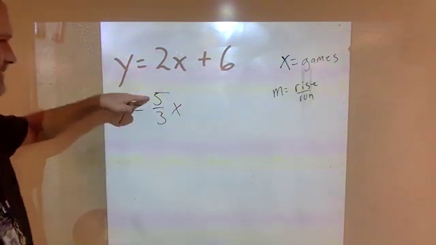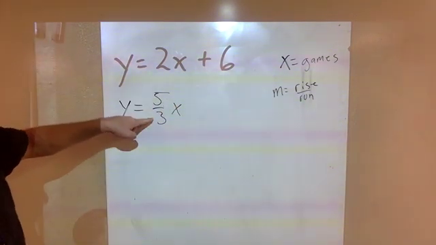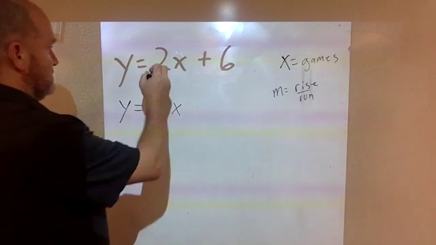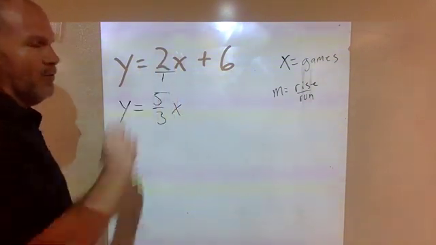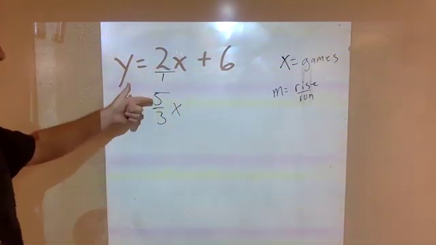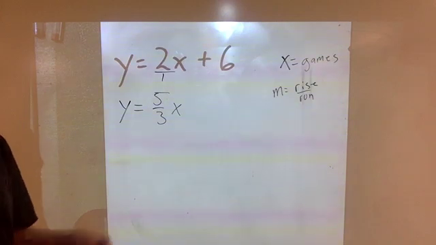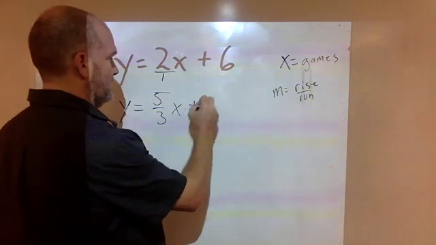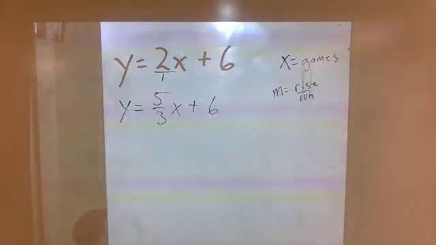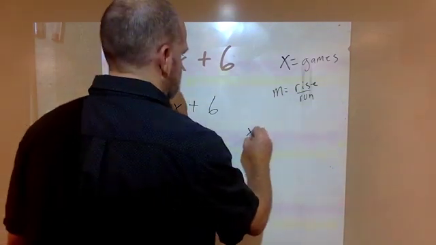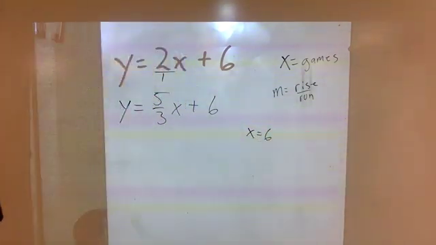This is saying $5 for every 3 games, as opposed to this, which was $2 for every 1 game. This is a better deal, $5 for every 3 games. Makes the math a little bit more difficult. Let's say you played 6 games. All right, so let's say x is equal to 6 in this one. How much money did you spend?